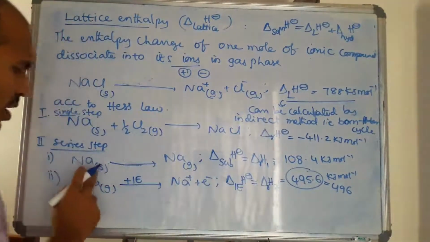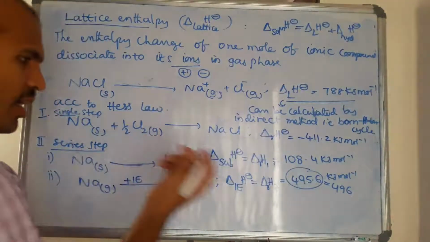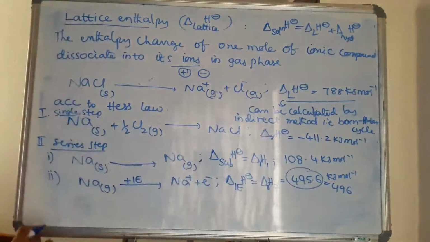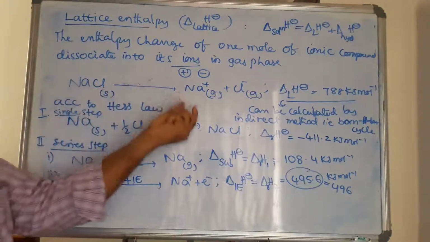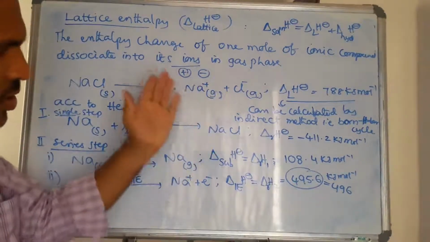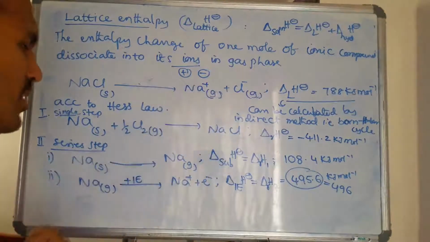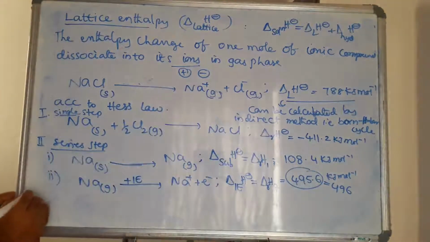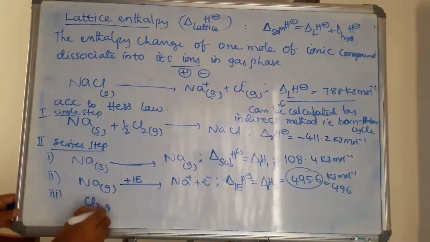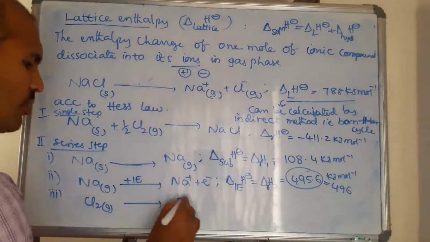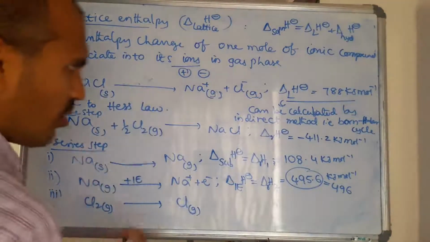Now keep in mind, solid converting to gas, energy required, that's positive. Then to remove the electron, energy required, therefore here also positive. Then we got Na plus, because NaCl solid converts to Na plus gas and Cl minus gas. So in that one, we got the positively charged gaseous form. Next one, what is that? Cl minus. So in this third step, we have Cl2 in the form of gas, that should be converted into Cl in the form of gas, because we have to convert into Cl minus.